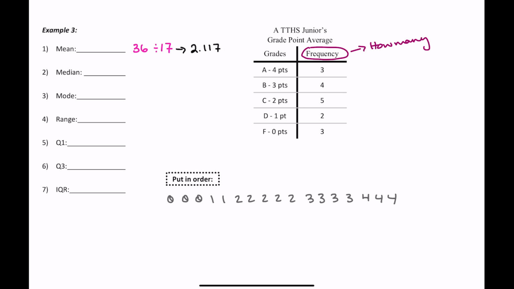2.117. I'm going to start at that third decimal place because I'm trying to round to the second decimal place. I ain't trying to give you or give me or give anybody more than that. This 7 is 5 or more, so I'm going to go up. So my mean is going to be a 2.12.